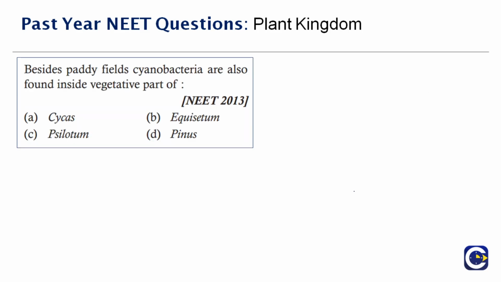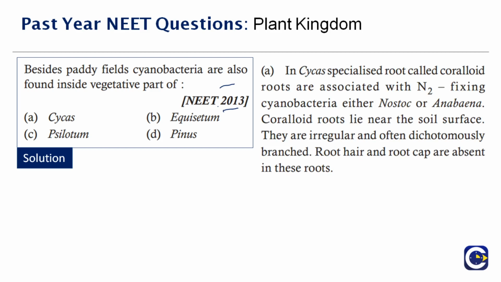Now let's move to the next question. Look at this question here. Besides paddy field, cyanobacteria are also found inside the vegetative part of dash. This question was asked in the year 2013. Besides paddy field, where do you find the cyanobacteria? In the vegetative part. You're given four options here, and the correct answer is option A, Cycas.